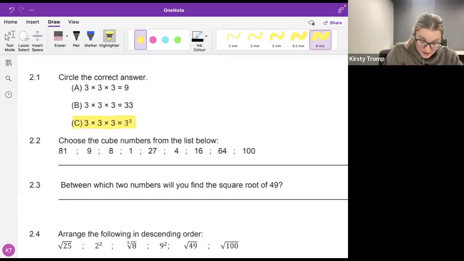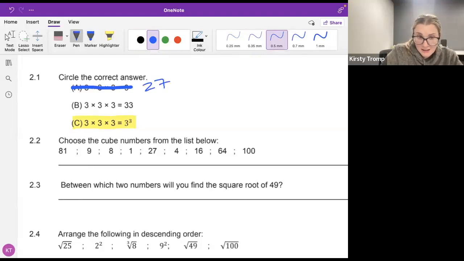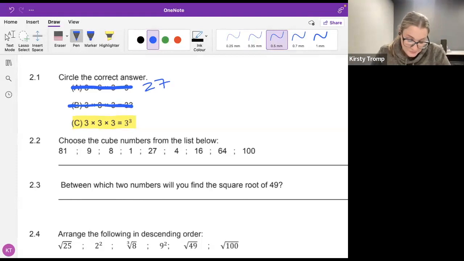We know for a fact that if we do the maths, 3 times 3 times 3 definitely does not give us 9. 3 times 3 times 3 gives us 27. Definitely 3 times 3 times 3 does not give us 33. So we know that 3 times 3 times 3 is the same thing as saying 3 to the power of 3. Well done, guys. Let's go have a look at 2.2.